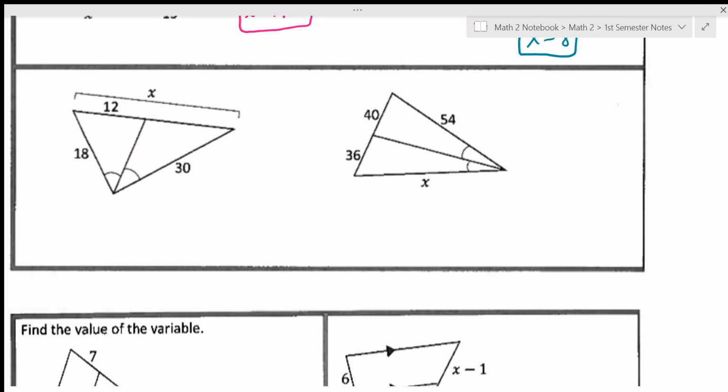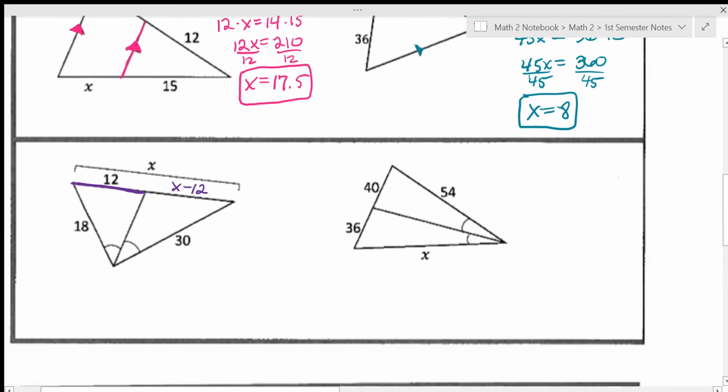So that's practice with that side splitter theorem, the first one we had. Second one here is the angle bisector theorem. Okay, so again, we're going to do either long over short equals long over short, or we can do long over long equals short over short. Either way, on this problem, we have that the whole side here is x, and then this piece of it is 12, which means that the other piece here would be x minus 12.